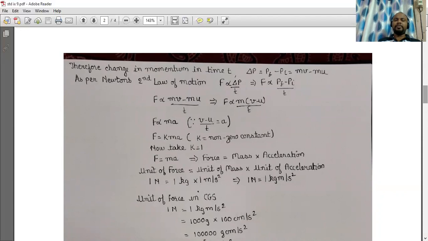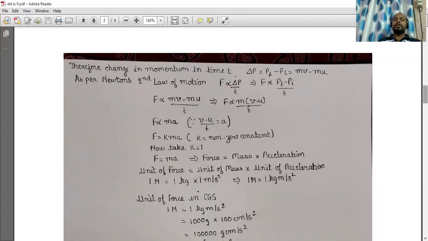which gives m common in the numerator part. F is proportional to m into v minus u upon t. In the next step, you get F is proportional to m into a, because v minus u upon t is equal to a. In order to remove the proportionality sign, we multiply it with a non-zero constant. So F is equal to kma. K is a non-zero constant. Now take k equal to 1. So we get F is equal to ma.